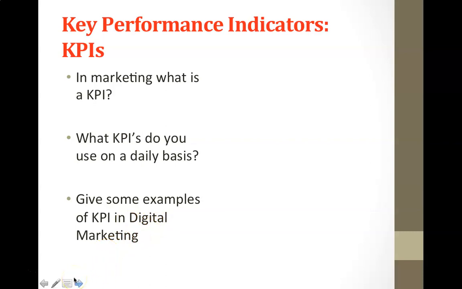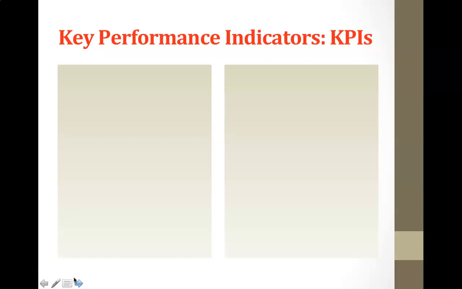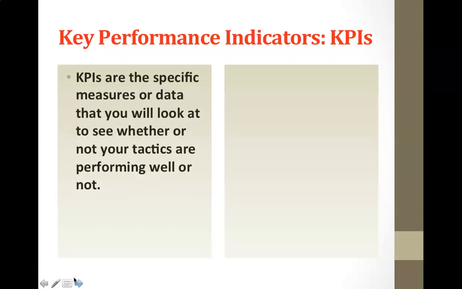So key performance indicators, I guess, are indicators, obviously, that show how well something is doing. So a key performance indicator is something that shows or indicates how well something is doing. And in our case, it's obviously key performance indicators in digital marketing. So key performance indicators are the specific measures or data that you will look at to see whether or not your tactics are performing well or not.